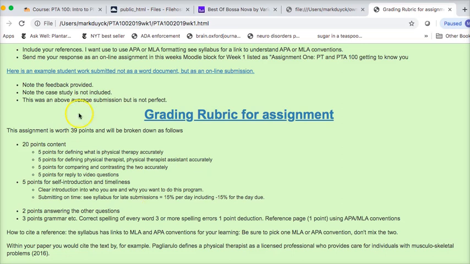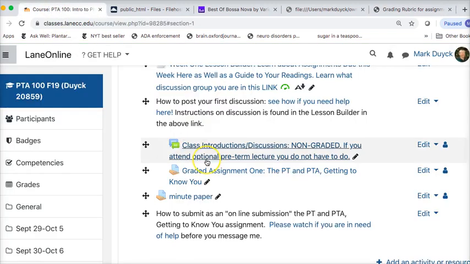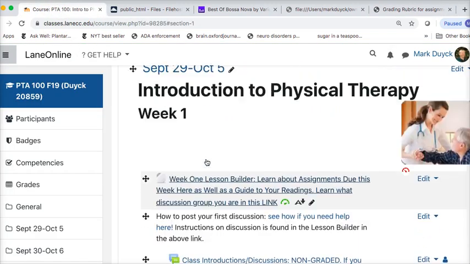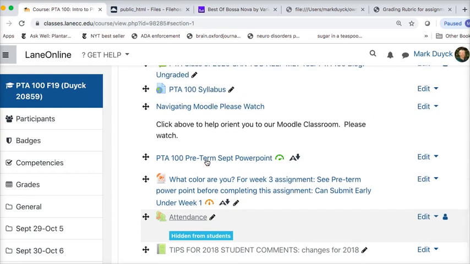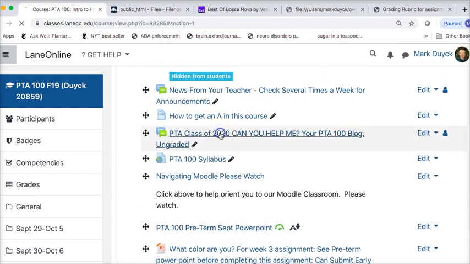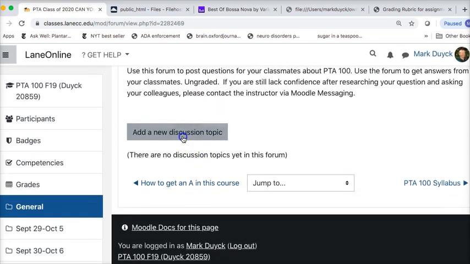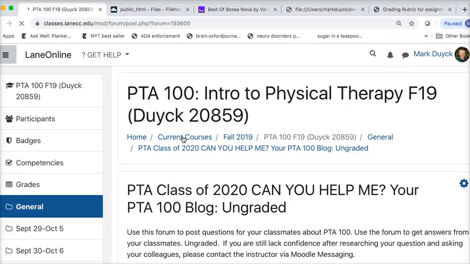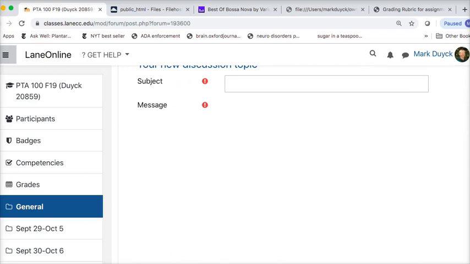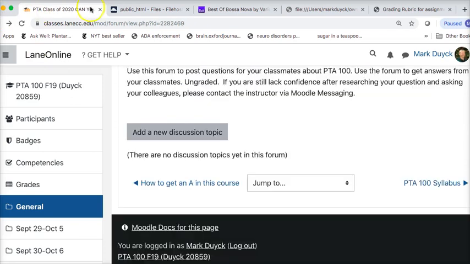And you can also use the Can You Help Me forum. This is up here and here, so you can post a question to your classmates. It's ungraded. If you're stuck on something, you can just click a new discussion topic and ask your classmates a question, for example, on this first assignment.